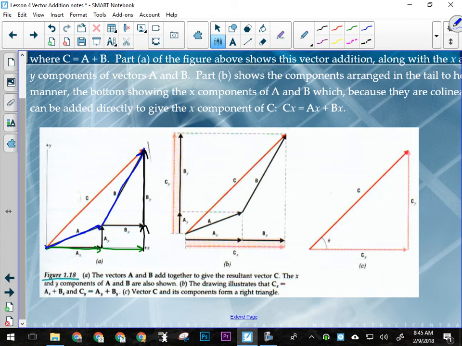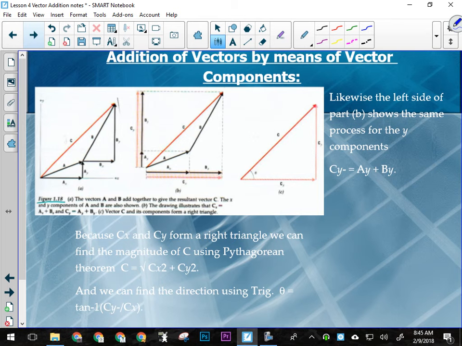We did an example of that yesterday. So once I figure out how far horizontally it goes and how far vertically it goes, I have the totals, and I can find, using Pythagorean theorem, how big C is. That's kind of what this is showing here. I've got all the verticals and all the horizontals to give me C. And like we said, once we get to that point, then it's Pythagorean theorem and a little bit of trig.